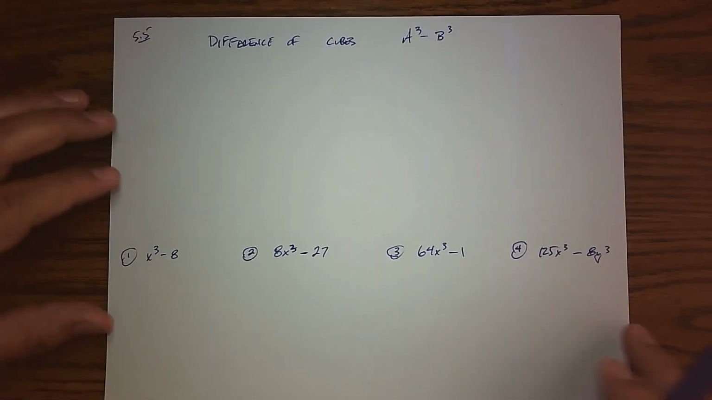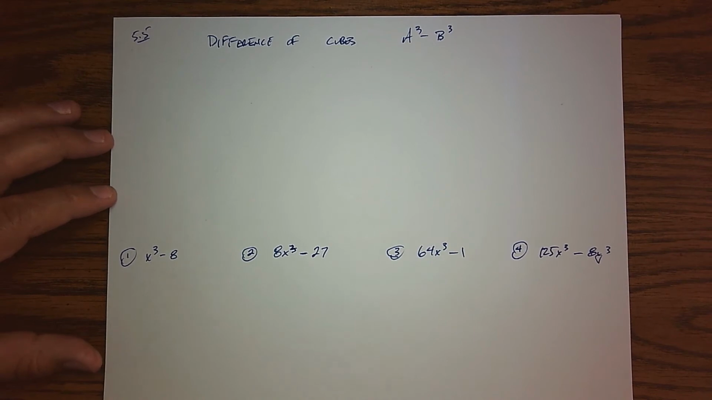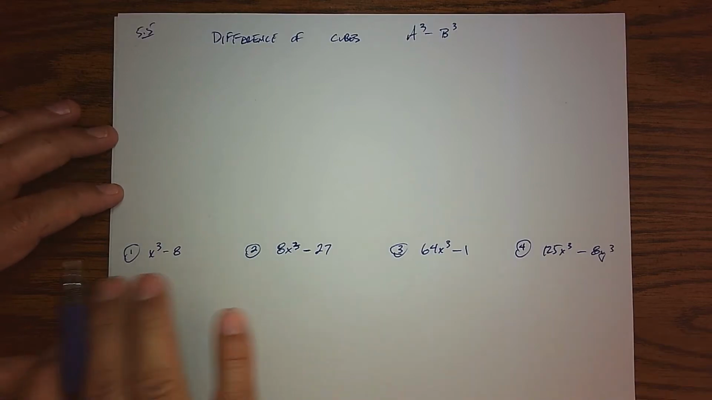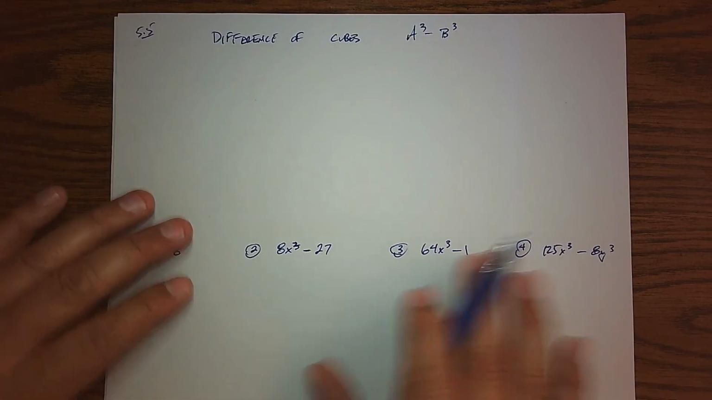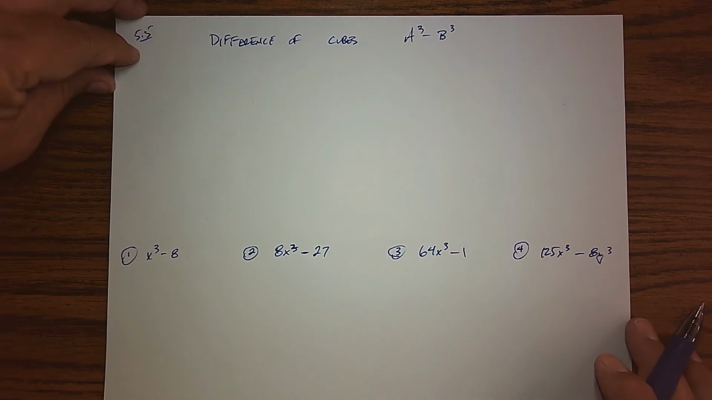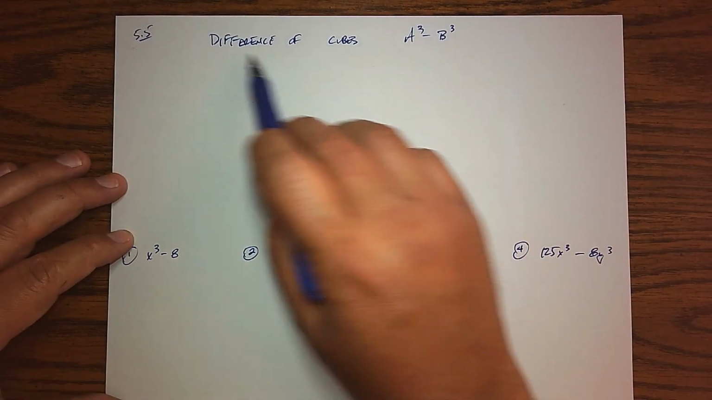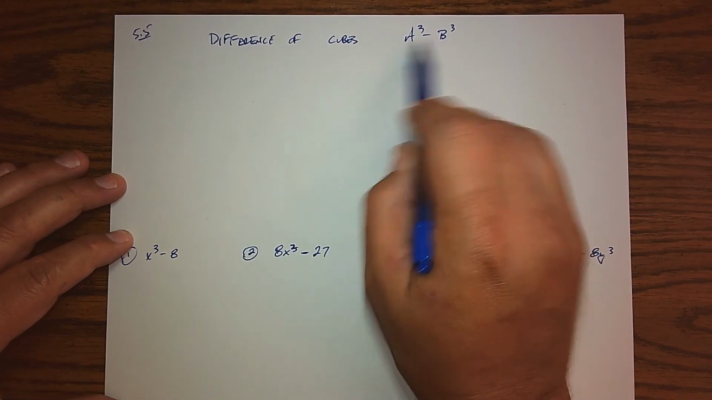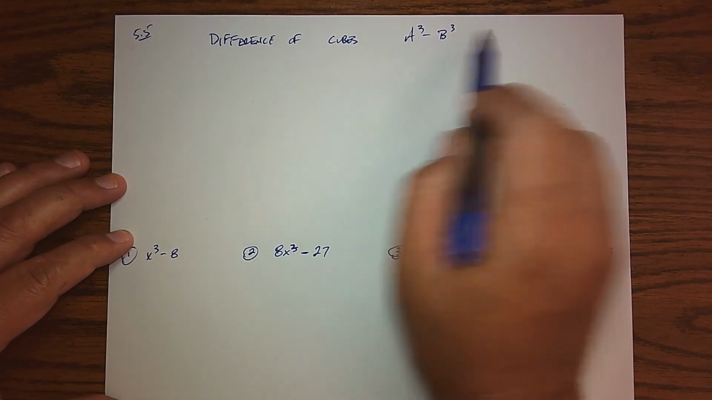Our next pattern is famously known as the difference of cubes. This is a pattern that we have not seen before, so I'm going to go back to multiplication to build it, and then we'll end up using it. But the difference of cubes, as the name suggests, has a subtraction, and both terms are being cubed. So a cubed minus b cubed.